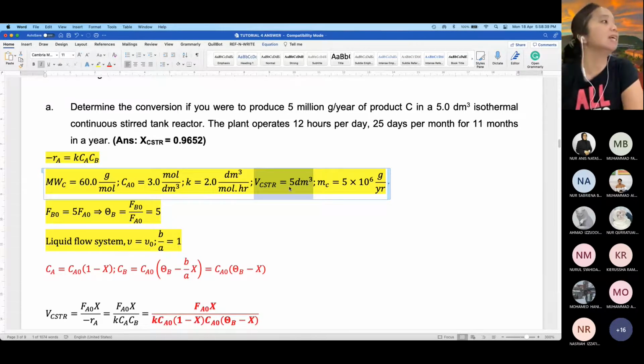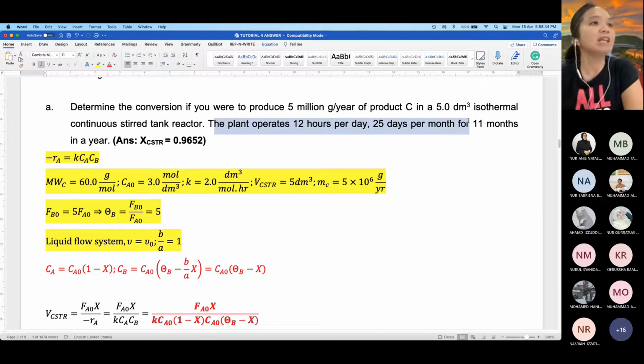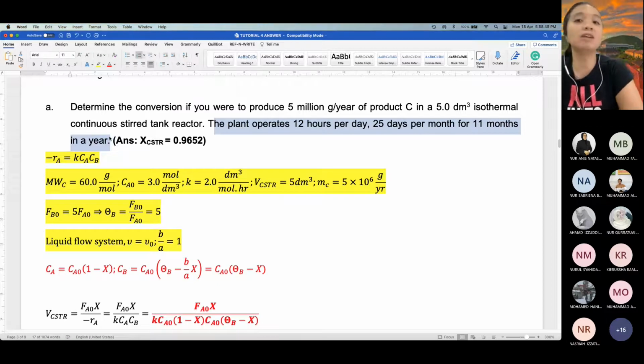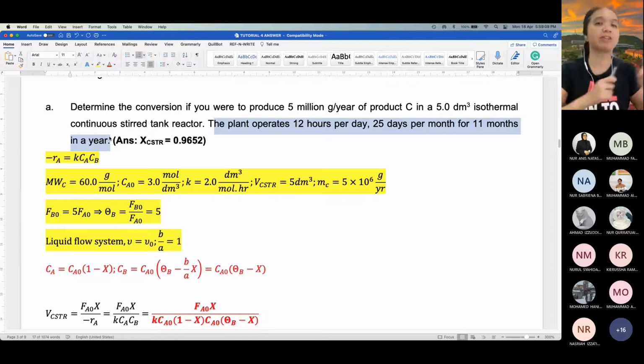Okay, next one dia kata the plant operates 12 hours per day, 25 days per month for 11 months in a year. Okay, so dia beritahu kita pula limitation terhadap masa operation of our plant. So our plant is only every day dia hanya kerja 12 jam, setiap bulan hanya 25 hari and every year they only work for 11 months. So information ni pun kita faham apa limitation the time of our plant. Okay, so done.